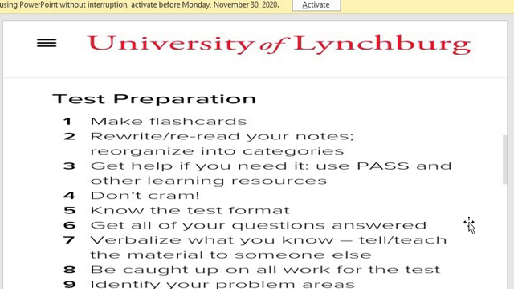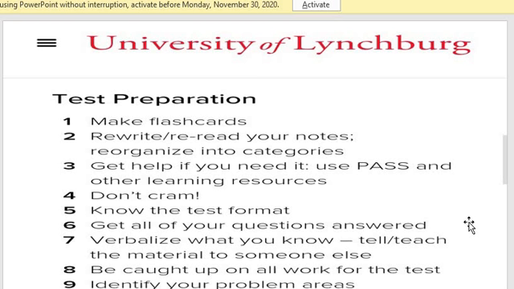Next is number 7. Verbalize what you know. Tell, teach. Okay, that means whatever you have in your mind, try to speak and try to ask and question your teacher or your friends and classmates. Teach the material to someone else. You can tell your friend, you can teach your friend, you can ask your teacher. These sort of things help you in future and help you in university while passing your exams. These are very important points for you.